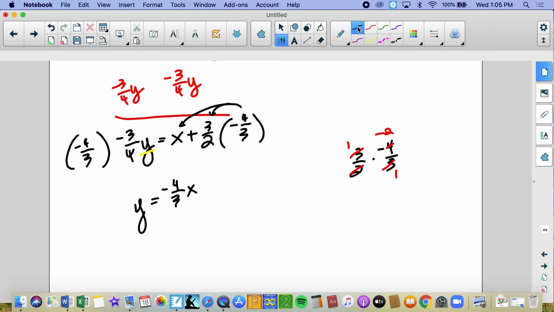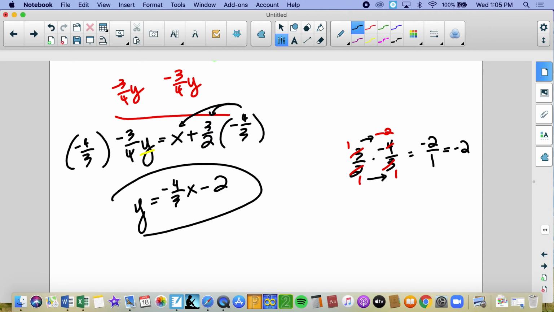So 1 times negative 2 is negative 2. There's a 1 here also. And 1 times 1 gives me 1. So I'm multiplying across here, and I get negative 2 over 1, which is equal to negative 2. So now I've isolated my variable y, and that would be the equation in slope-intercept form.